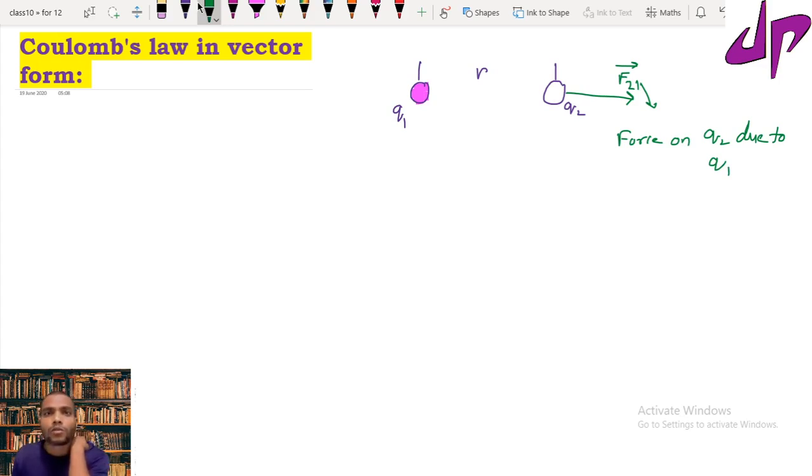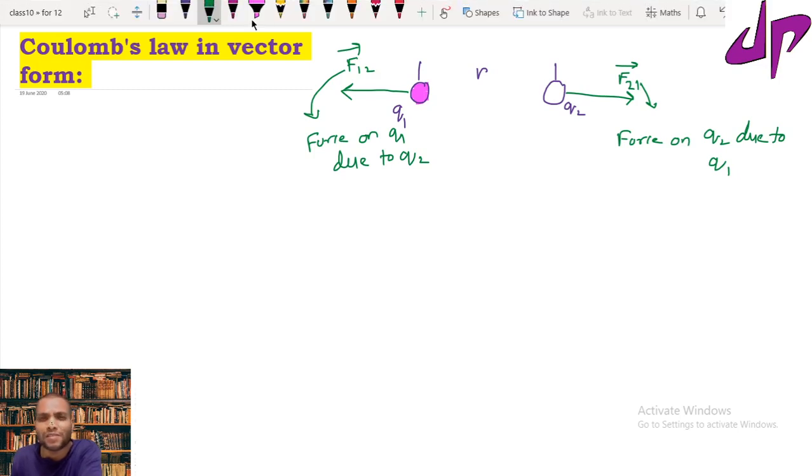Similarly, Q2 also exerts a force on Q1 along this direction, which we will represent as F12 bar. It means the force on Q1 due to Q2. So these two forces are repulsive because of the similar charges. And we will represent the forces separately now.